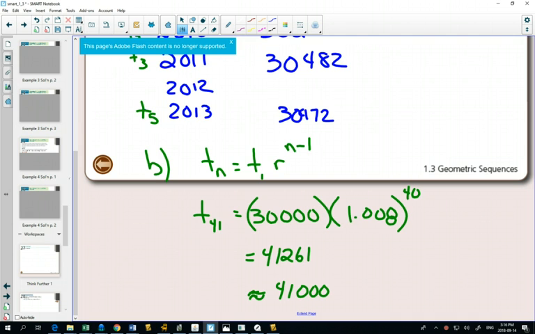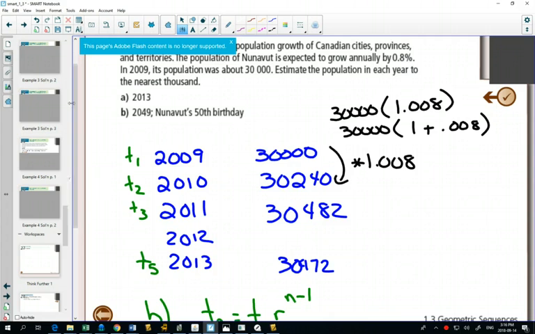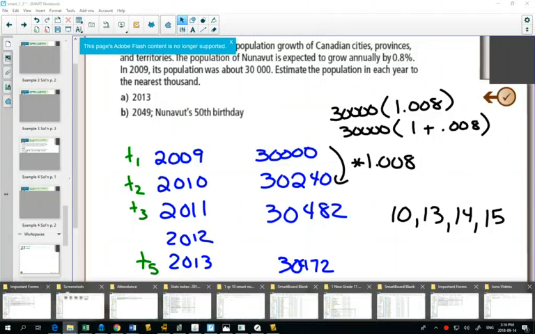This idea of percentage increase or percentage decrease is important. So here we had a percentage increase, and so we did 1 plus the value that was there. I'll give you your homework questions, but we're going to do one together. Question 10, 13, 14, and 15. And we're going to do question 15 together right now.